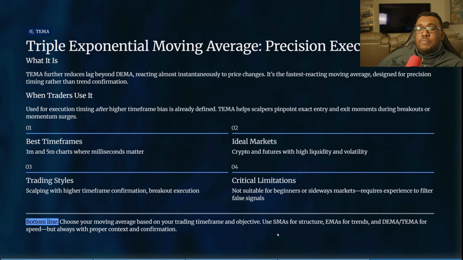So the best time frames for this are going to be the 1 and the 5 minute charts because it is so sensitive. You don't really have to go up to the hour chart or the 30-minute chart, nothing like that. Your ideal markets are going to be crypto and futures with high liquidity and volatility. It's very easy to get in and out because you guys do not want to have some limit order sitting there like, hey, I'm still trying to sell here and the price is going down. You don't want that.